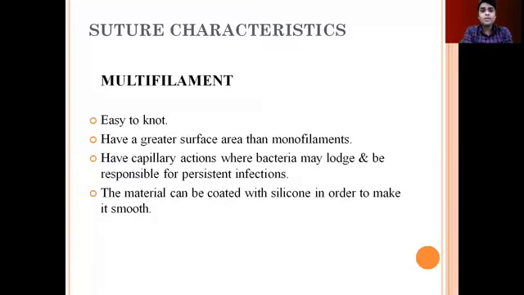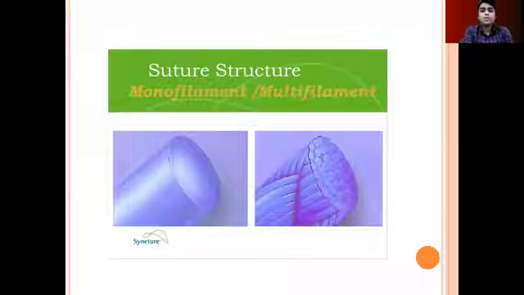But the multifilament sutures are easy to knot. They have a greater surface area than the monofilaments. They have capillary action where bacteria may lodge and be responsible for persistent infections. The material can be coated with silicone in order to make it smooth. This image shows the monofilament as well as the braided form of multifilament sutures.